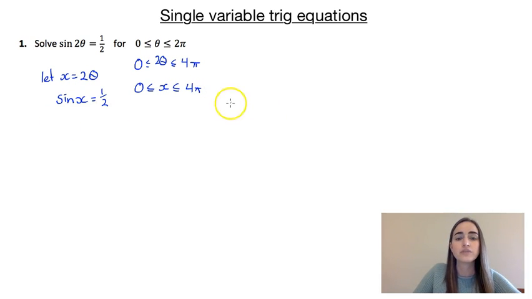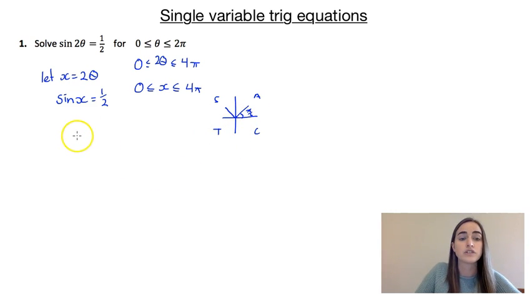Now, when we solve this, we can draw up our all stations to central diagram. We know that sine is positive, so that's in this quadrant or this one. And from our special triangles, we know that our related angle is going to be pi on 6. So that's 30 degrees. Now, because we're going between 0 and 4 pi, we're going to have to do 2 whole revolutions around that diagram. So that's going to give us 4 solutions for x.